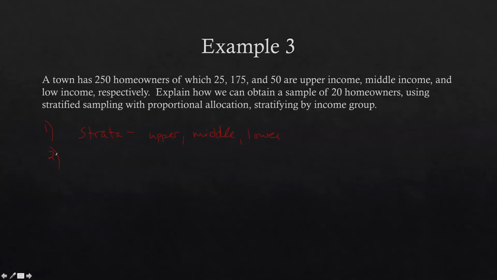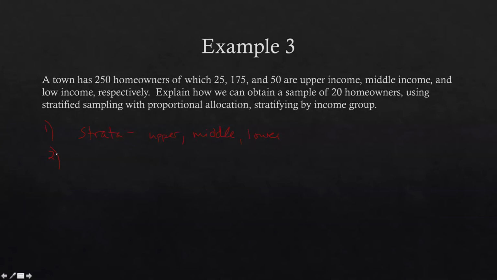So we've got 20 homeowners here that we're trying to take a sample of. We don't want to take 10 from the 25, 9 from the 50, and 1 from the 175, obviously, because 175 has the majority of the population. So you want it to be proportional based on the size of the population of the sample that you're trying to obtain.